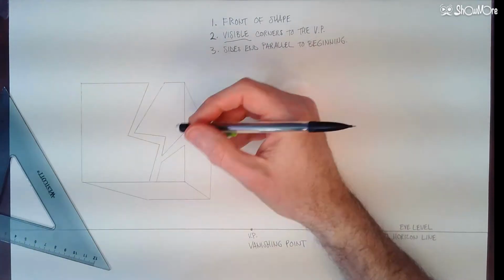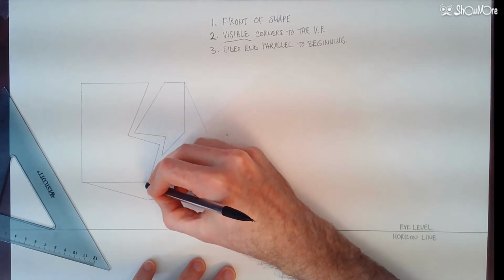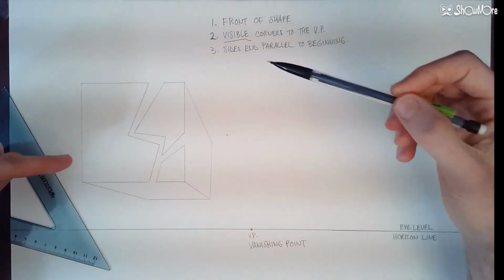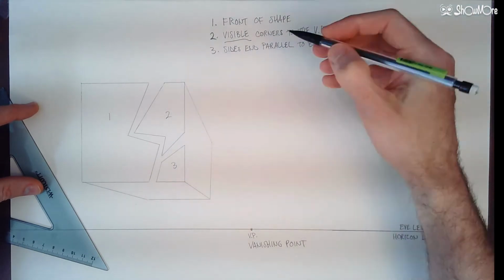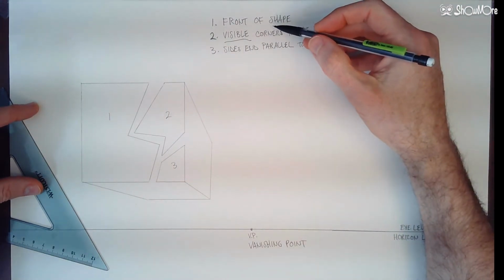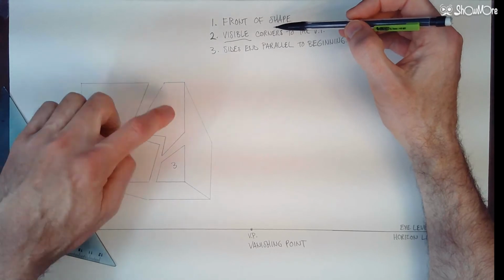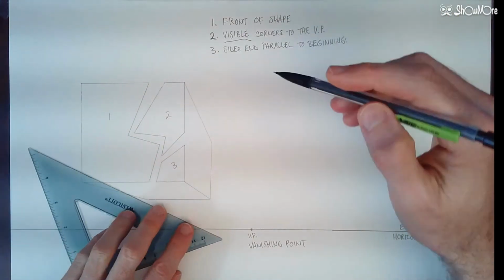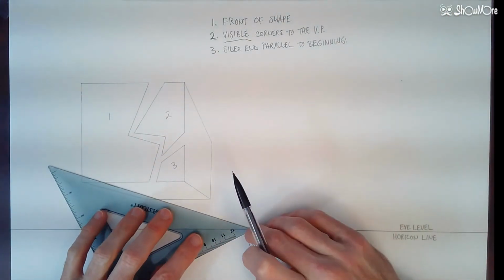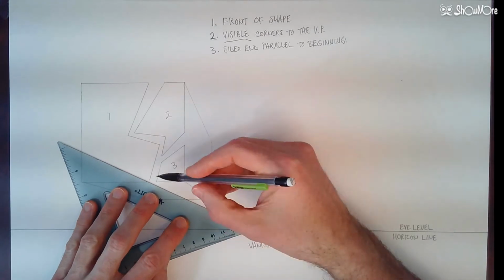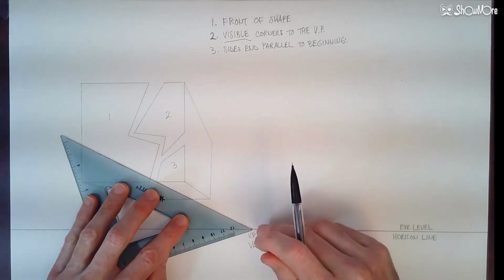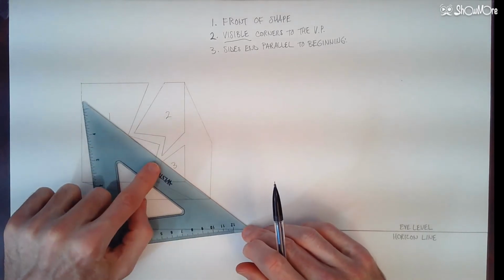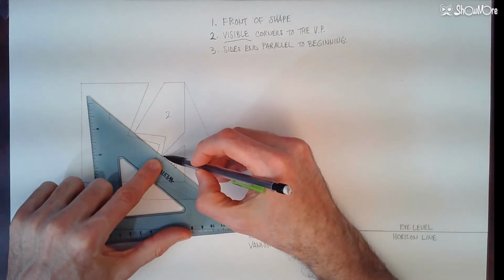So effectively, what I've done is I've just divided my block into three shapes here: one, two, three. None of these rules change. Okay, so front of the shape, front, front, front, visible corners to the vanishing point. Put my straight edge on my corner, and I'm just going to connect all these back. Corner, corner. Remember, all visible corners. Can't see that one. All right, there's that one.